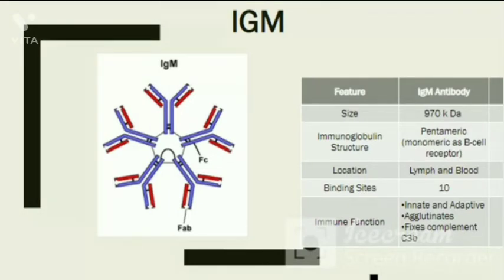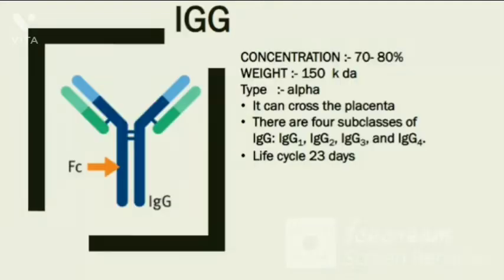Going to the next antibody, we have the IgG antibody. Its structure is very simple, as you can see here on the screen. This is FC, the fragment of crystallization, this one is the variable region, and this is the constant region. Here the light chain and the heavy chain are also given. The concentration of IgG antibody inside human serum is 70 to 80%, which is very high. The weight of the IgG antibody is 150 kilodalton. Its type is gamma, and it can cross the placenta.